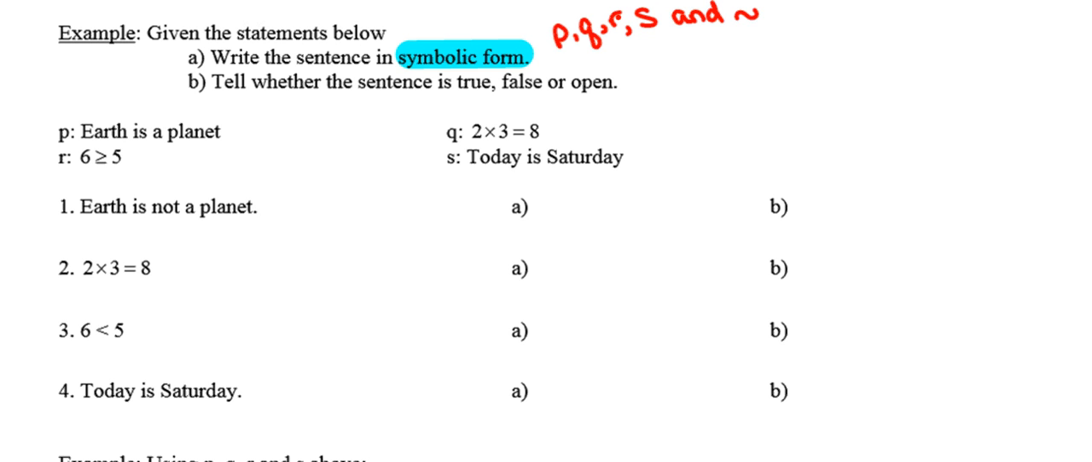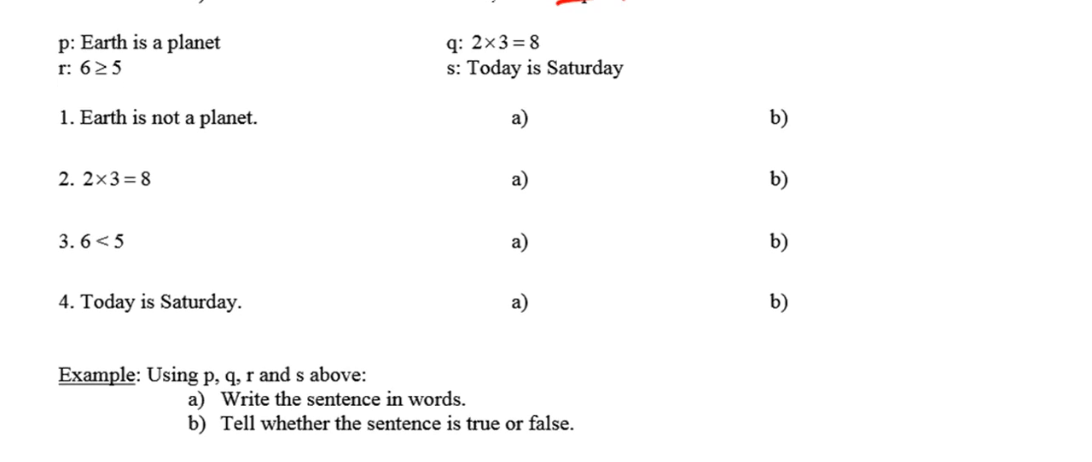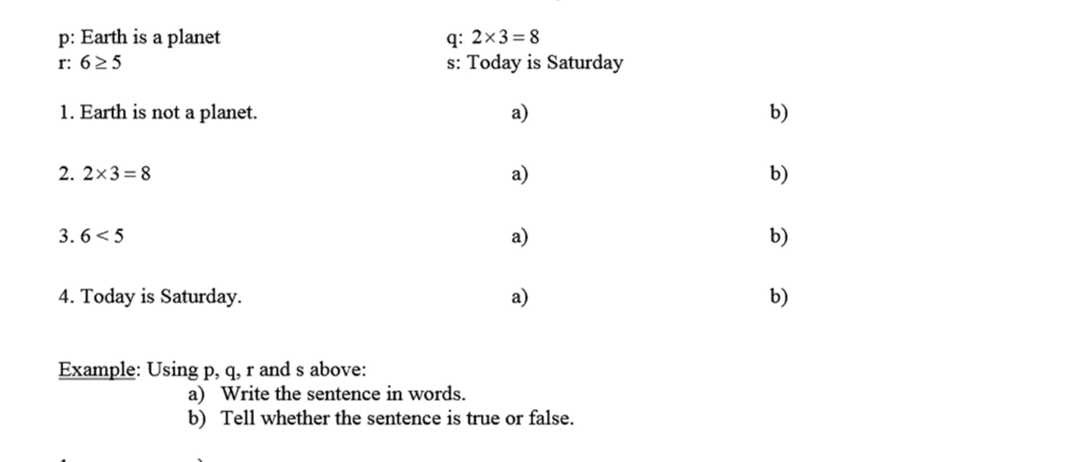Tell whether the statement is true or false. We're not going to have any open statements. All right, so for this particular example, P is going to represent the statement Earth is a planet. P is a true statement. R is going to represent the statement 6 is greater than or equal to 5. R is therefore also a true statement. Q is going to represent the statement 2 times 3 equals 8, making Q a false statement. S is going to represent the statement today is Saturday, making statement S also a false statement.